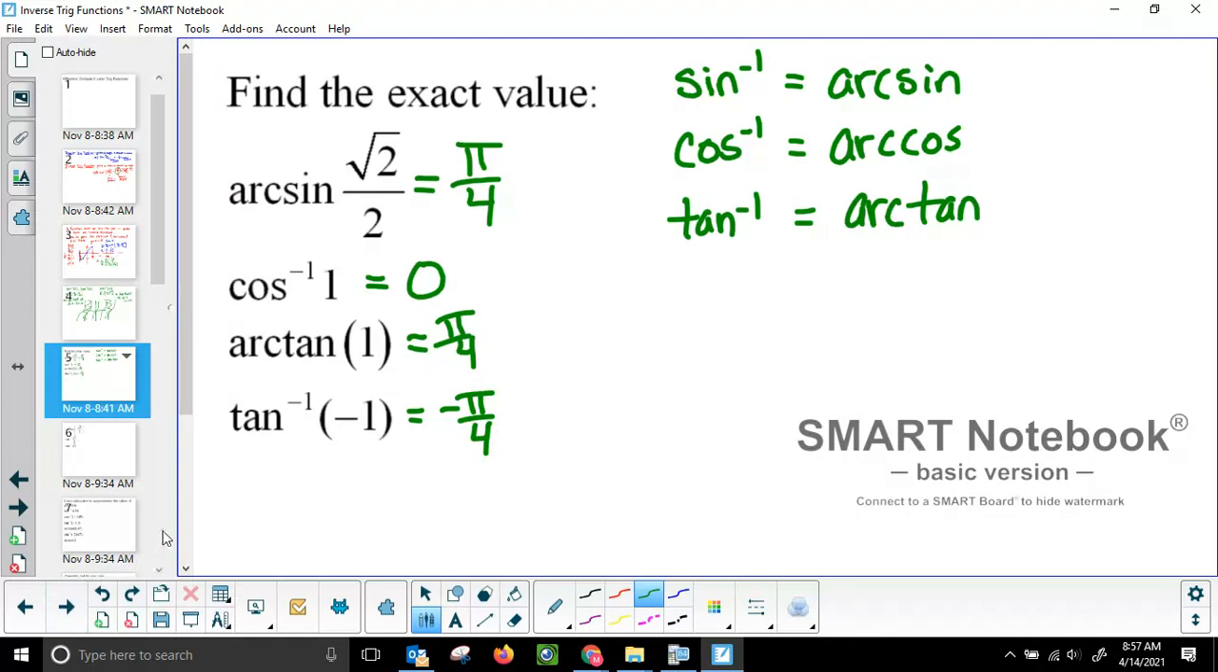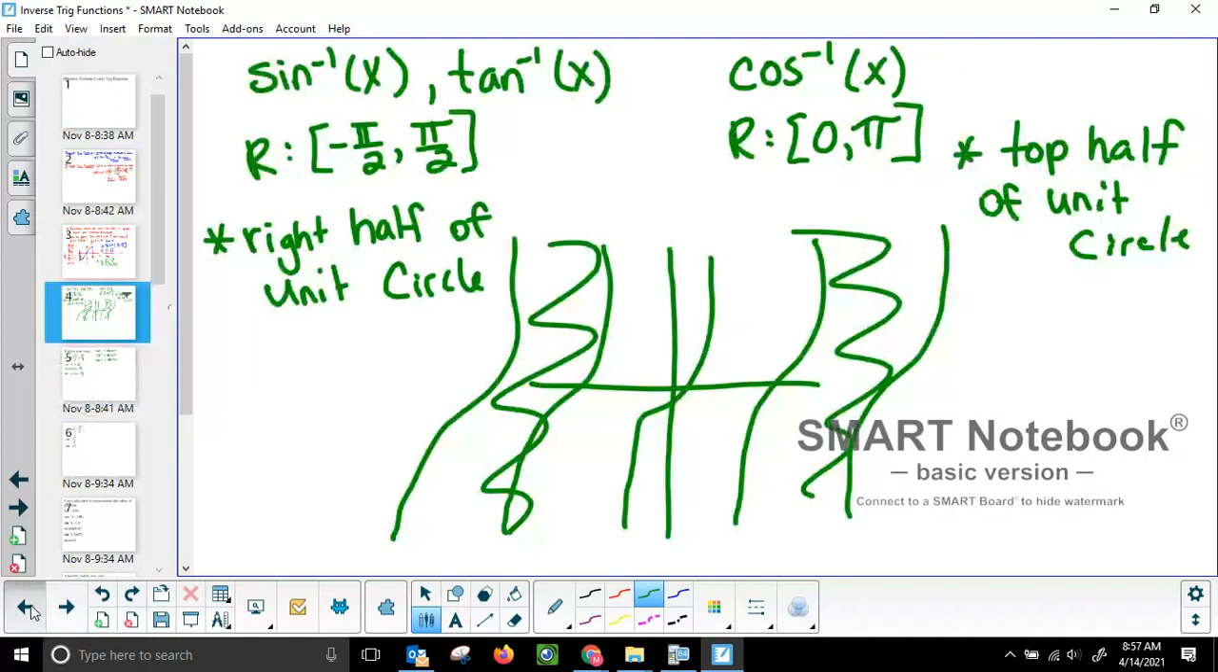No. Remember, we're not allowed to call it 7 pi over 4. Remember, back here, we said inverse sine and inverse tangent have to be between here. All right? Now, think of these as actual numbers, right? Some of you aren't very good at dealing with pi, right?